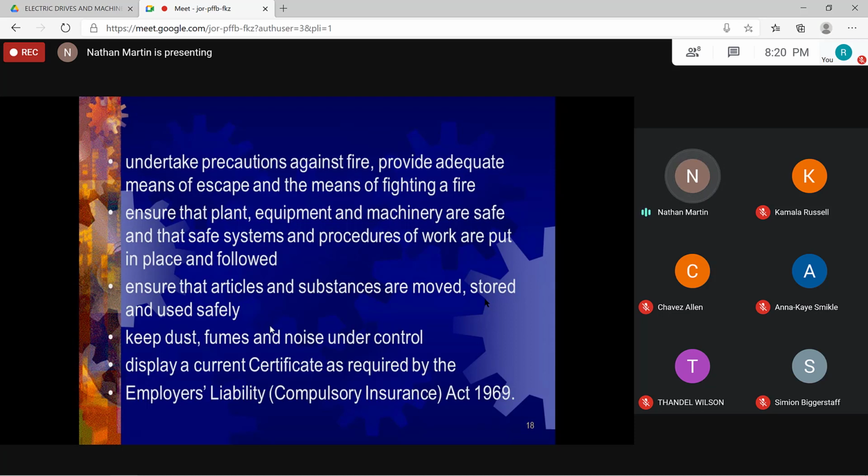All right, another point is to ensure that articles and substances are moved, stored, and used safely, right? First thing, you will practice good housekeeping, right? When you were probably doing engineering tools, and I can just draw on this because I know that you have done these modules before, right? When you finish the workshop exercise, whether it be mechanical workshop or electrical workshop, they always tell you that you need to provide proper housekeeping, right?